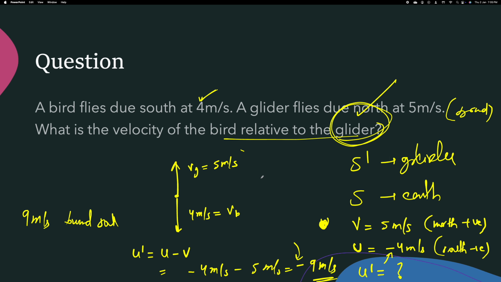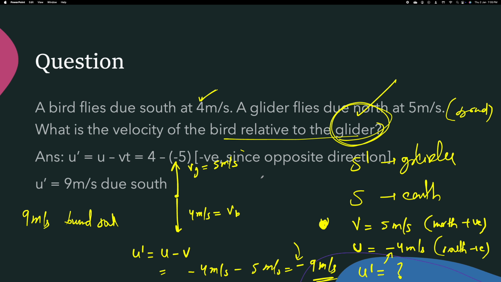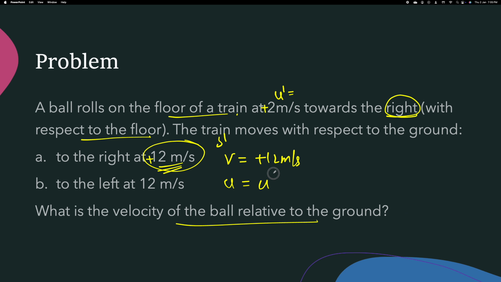So if u prime is u minus v, so u will be u prime plus v. U prime is 2 meters per second plus v is 12 meters per second. So answer is going to be 14 meters per second. Correct? Next. Obviously, positive means to the right.